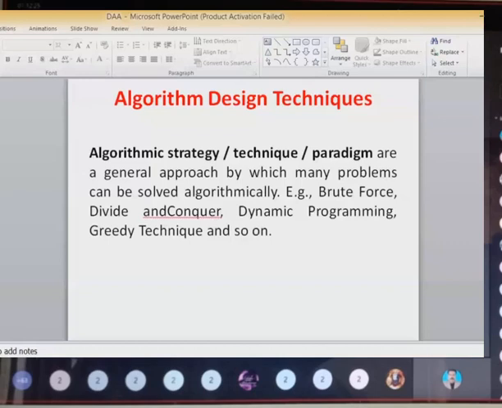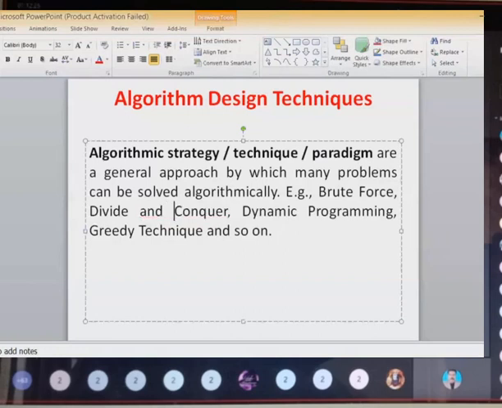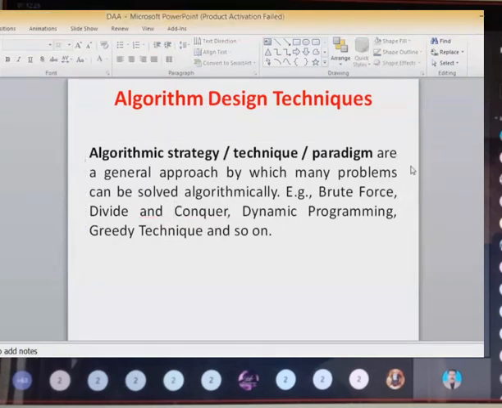Used to solve a problem, right? Used to solve a problem. So the algorithm design technique examples are brute force, divide and conquer, dynamic programming, greedy technique, etc. In the previous classes, we discussed brute force.